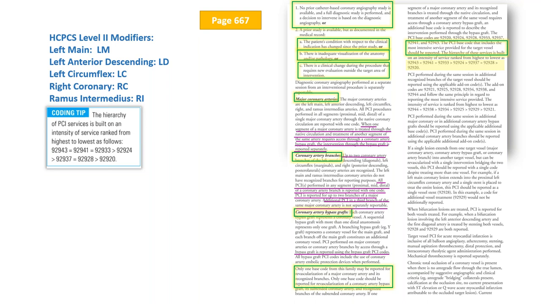So if you're in a testing situation and you have multiple procedures done and you see that one of the solutions has 92920 listed first, what does that mean? It means you can kick that answer to the curb immediately because they didn't code the most complex procedure first. Make sense, everybody? All right, good. Let's keep rolling.